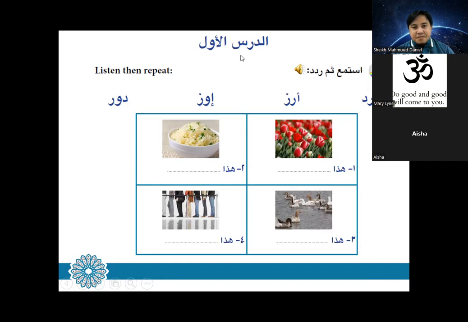الدرس الأول. استمع ثم ردد. ورد، أرز، إوز، دور.